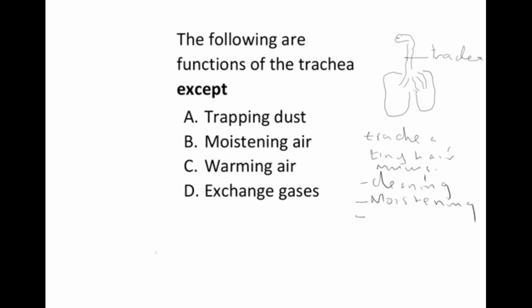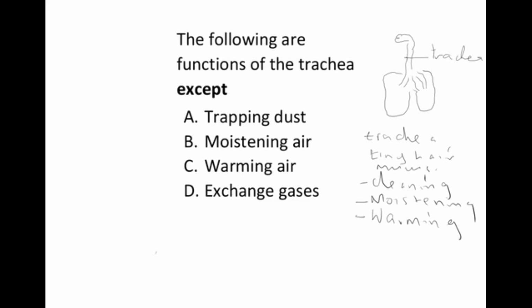Also it is supplied by blood capillaries, and this one brings the heat from the liver, and this one helps in warming the air that we breathe in. So those are the three things that take place in the trachea: cleaning, moistening, and warming. The same thing also happens in the nose. In the nose also the air is cleaned, moistened, and warmed.